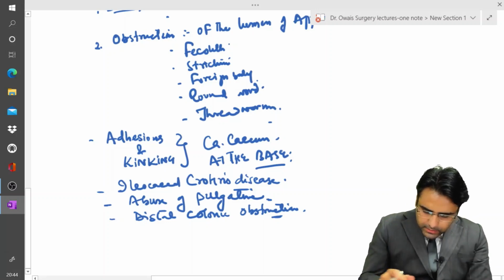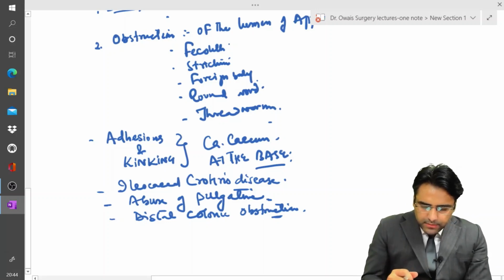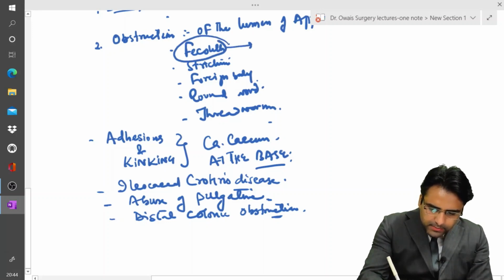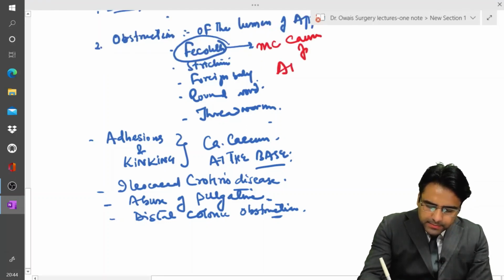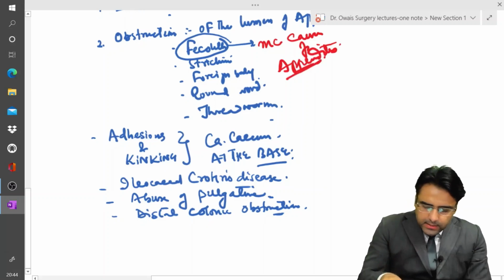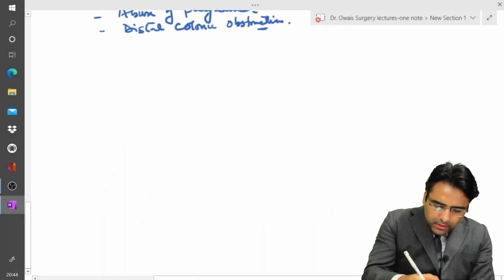Now, out of all these etiological factors, the most common cause is fecalith. Fecalith obstruction is the most common cause of appendicitis. Clear? Okay. Next, let us discuss the pathogenesis of acute appendicitis.